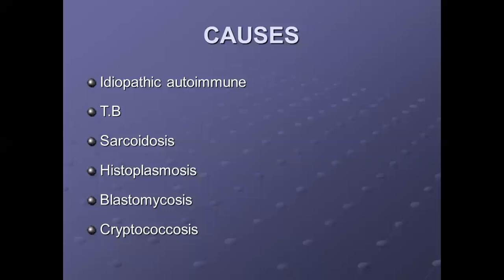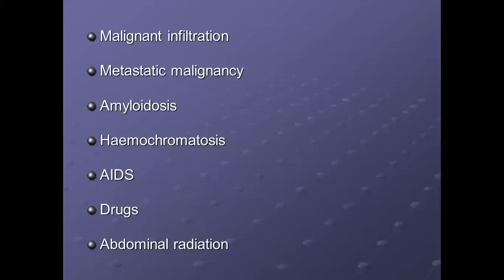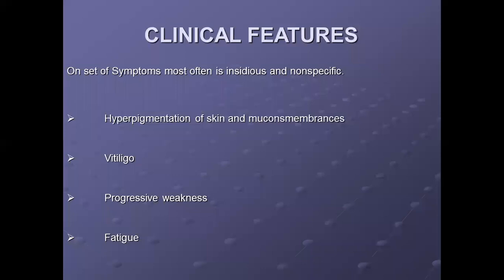Sarcoidosis, histoplasmosis, blastomycosis, cryptococcus. These are infiltrative diseases and cause destruction slowly. Malignant infiltration from other areas, direct or metastasis, amyloidosis, and hemochromatosis are not so common, but may be considered. AIDS, some drugs can destroy, and abdominal radiation due to malignancy of the abdomen, especially lymphomas. Although protective measures are used, even in spite of that, the patient can have this problem.